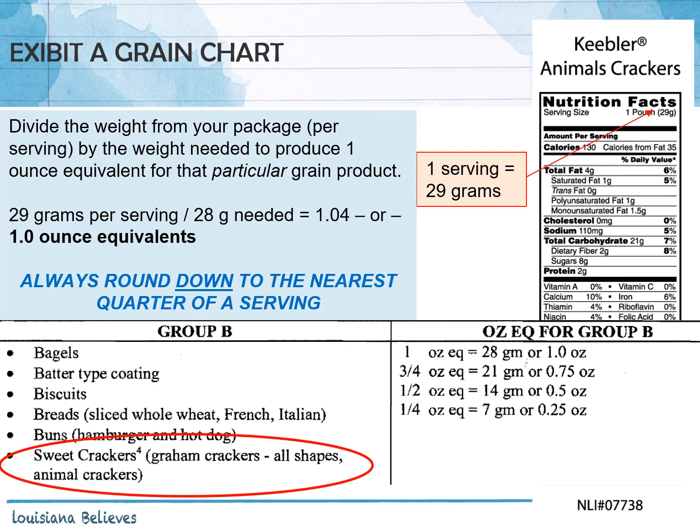In this instance, we will take 29 grams per serving found on the food label divided by 28 grams needed to create an ounce equivalent from the Exhibit A chart. This is equal to 1.04 or 1 ounce equivalent. One serving of this product is equal to 1 ounce equivalent of grain creditable to the menu. Remember, we always round down to the nearest quarter of a serving.